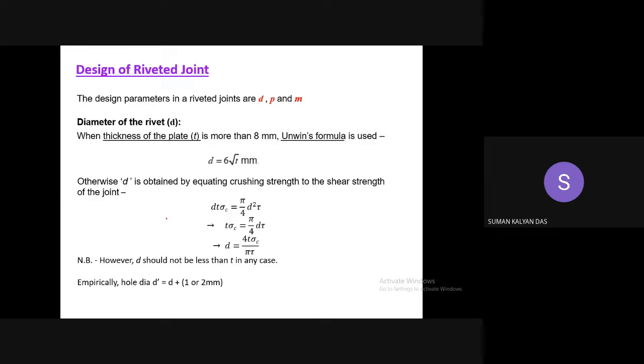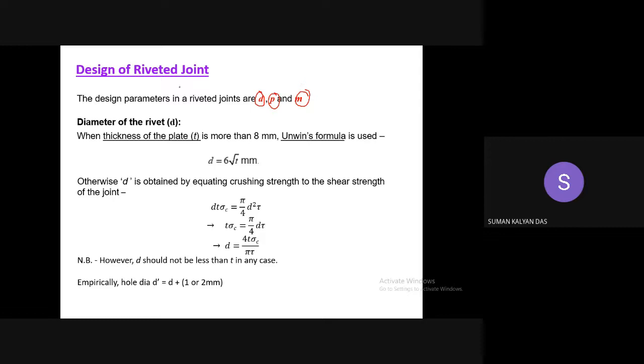Next is the design of the riveted joint. I guess this is quite easy. Only a couple of slides are there. The design of a riveted joint is very easy because there are only 3 parameters to play with. What are the parameters? The diameter of the rivet, the pitch, and the margin. If these 3 parameters are okay, my design of the rivets will be fine.